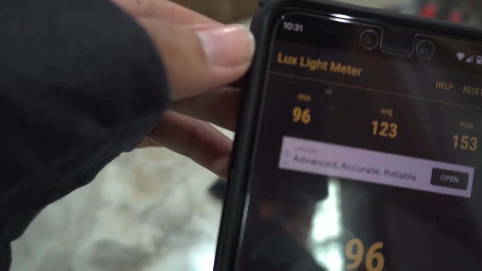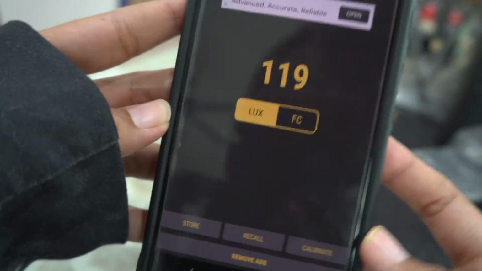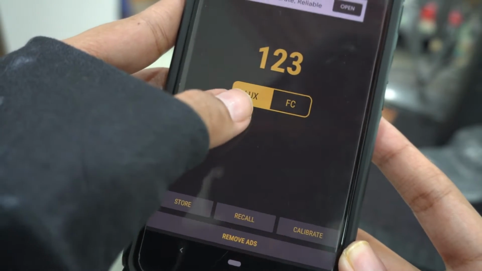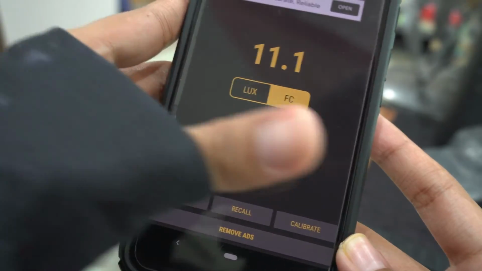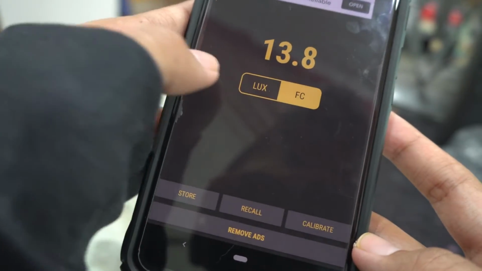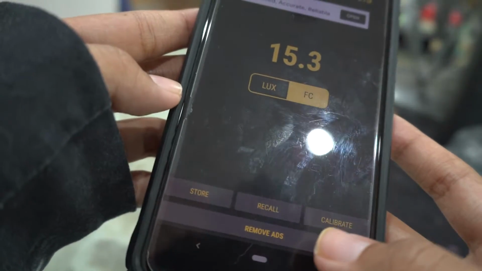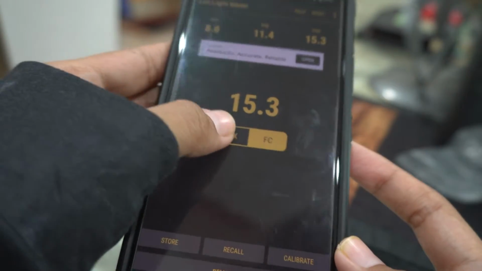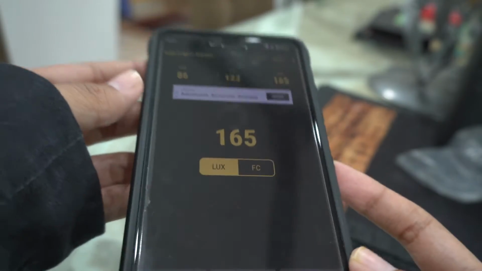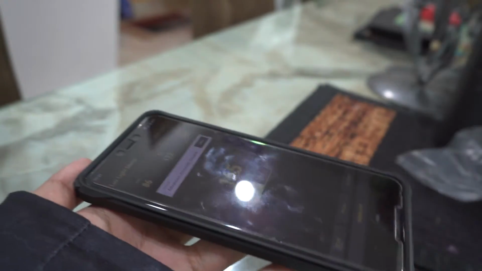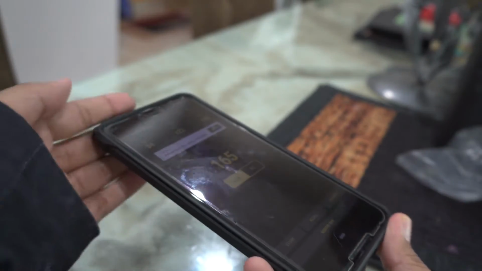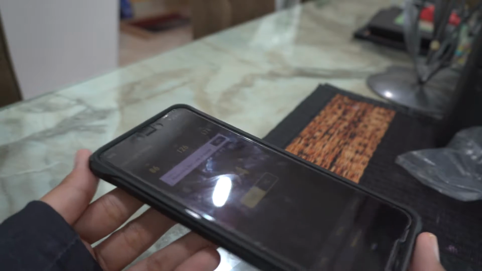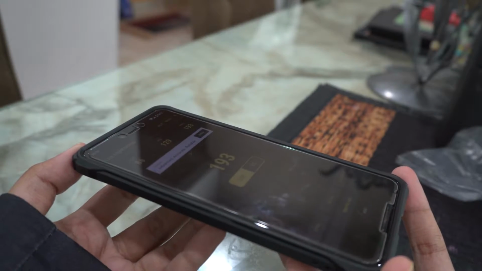using an app called Lux Light Meter. And in this app, we have 2 units: Lux Meter and Foot Candle, which are both units of illumination. And to use this app, you have to put your phone facing the light or the illumination, because our phone screen has a sensor to detect any illumination or any light.